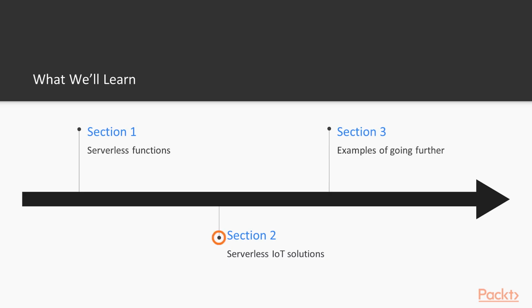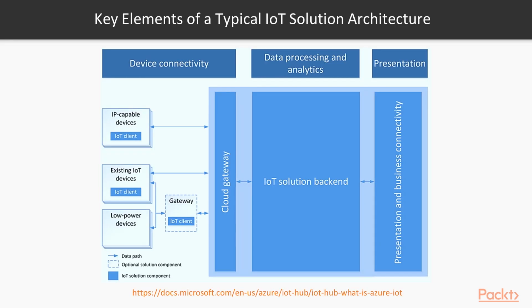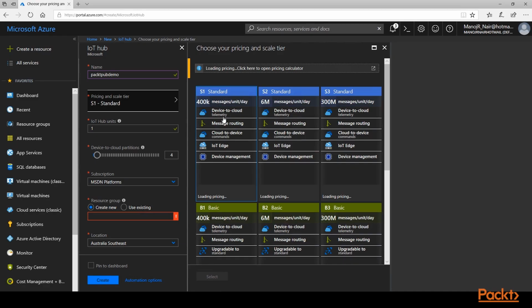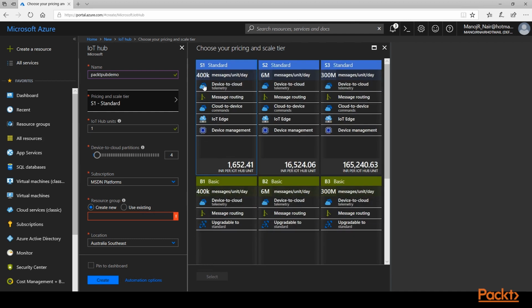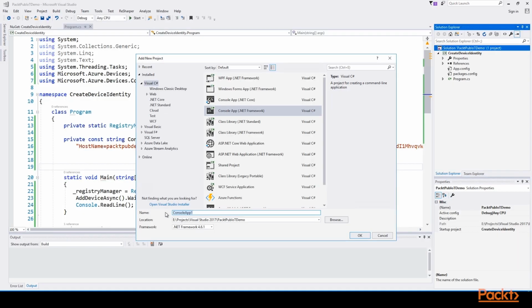Next, we will switch gears and dive into serverless IoT solutions on Azure. One of the most important components of the Azure IoT solution architecture is the Azure IoT Hub. We will get into the meat of Azure IoT Hub, create one using the portal as well as with PowerShell, register similar devices using the C# code, and then send and receive telemetry data.